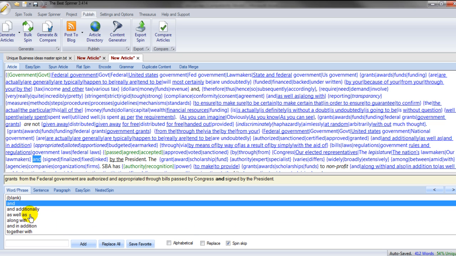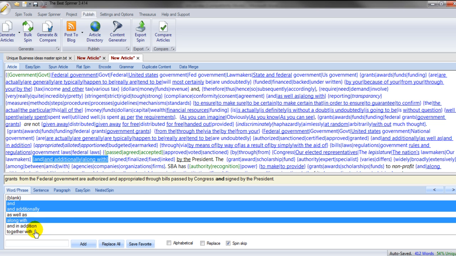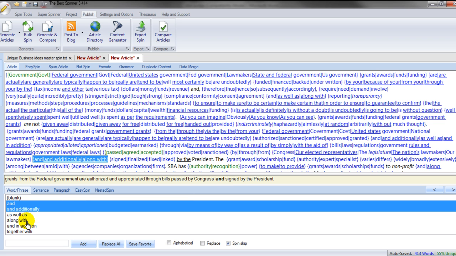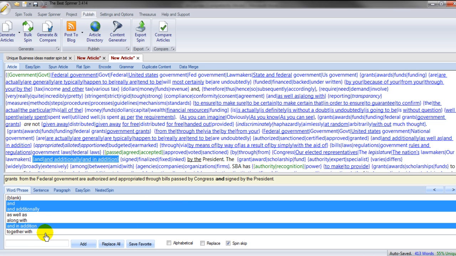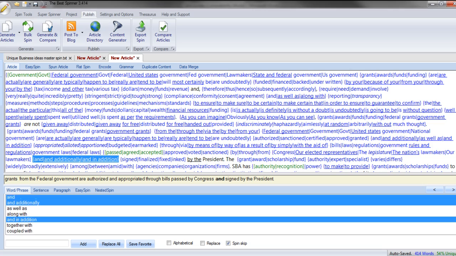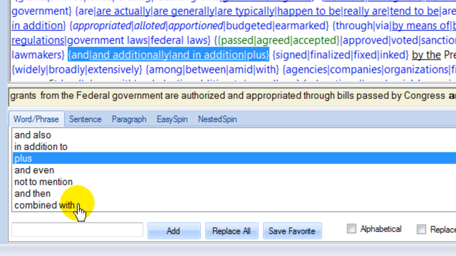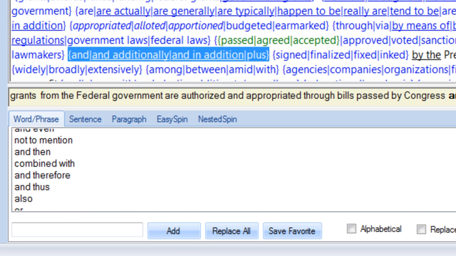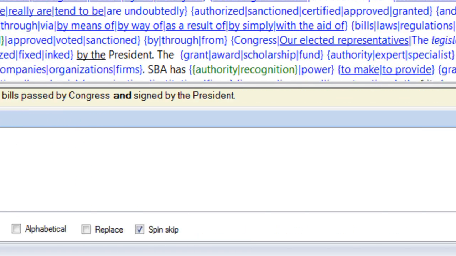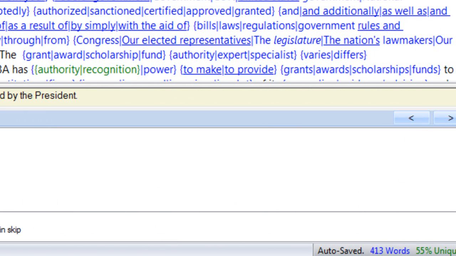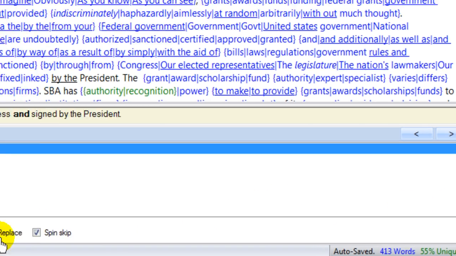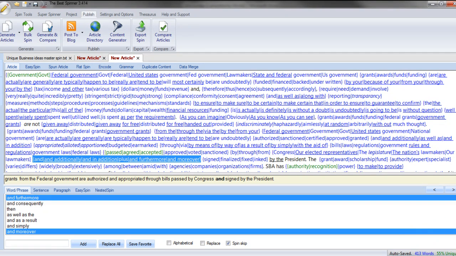And additionally, and as well as, along with. So you have to read again this sentence: authorized and appropriate through bills passed by Congress, and not, maybe not along with, and additionally, and in addition, plus, and furthermore. Furthermore, I just saw furthermore. Furthermore, and moreover, because you do need this president's signature.